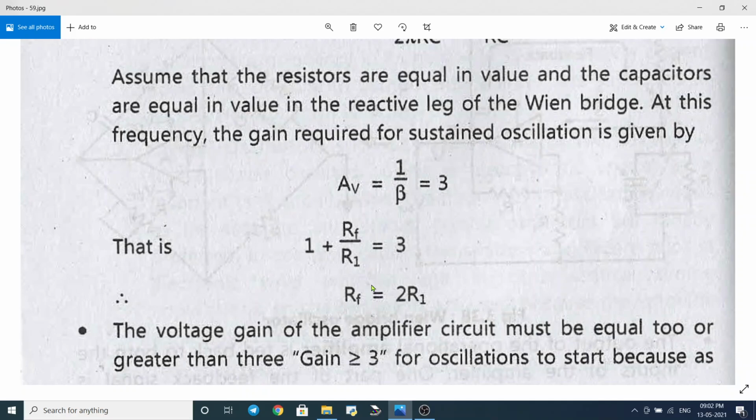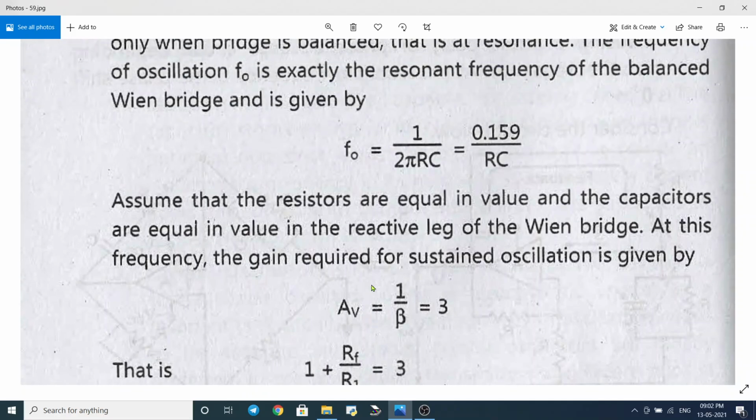So in this way we can design a Wien bridge oscillator circuit. We can select the values of R and C to get the required frequency, which should be low or moderate, that is between 10 Hz to 1 MHz. The values of R and C can be selected to get the required frequency.